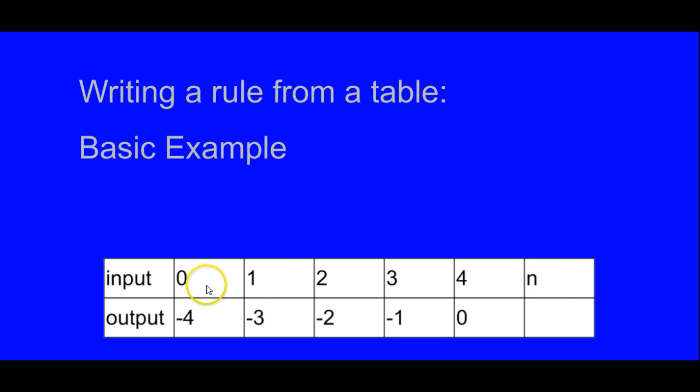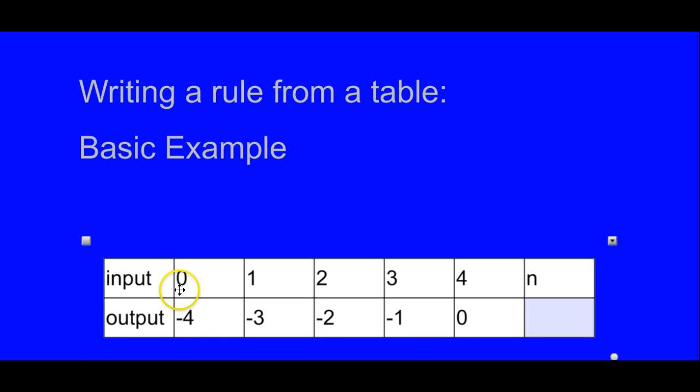So we know we input 0, got out -4. We input 1, we got out -3. So on and so on. We want to write a rule down here that represents n. So we're trying to write the rule that says, how do I go from the top to the bottom every single time?